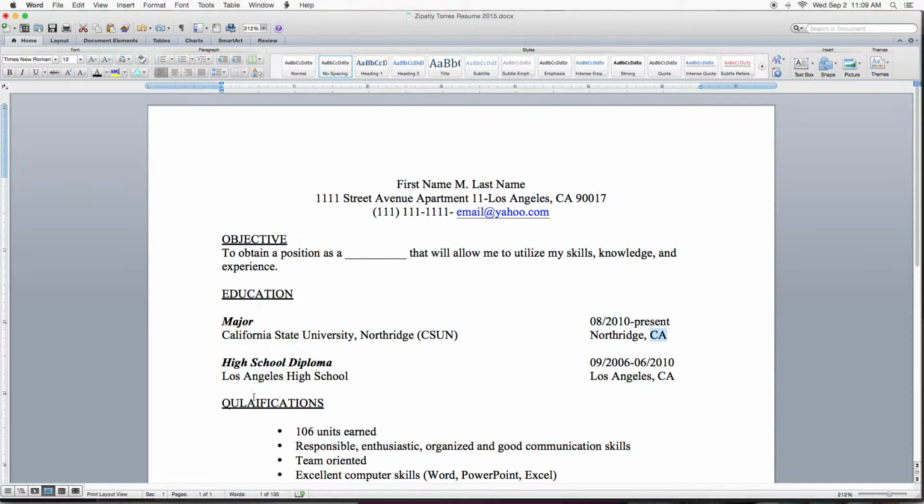Below that is my high school diploma. You just put high school diploma, and then you put the name of your school, and you also do the same thing with the dates, the city, and the state.